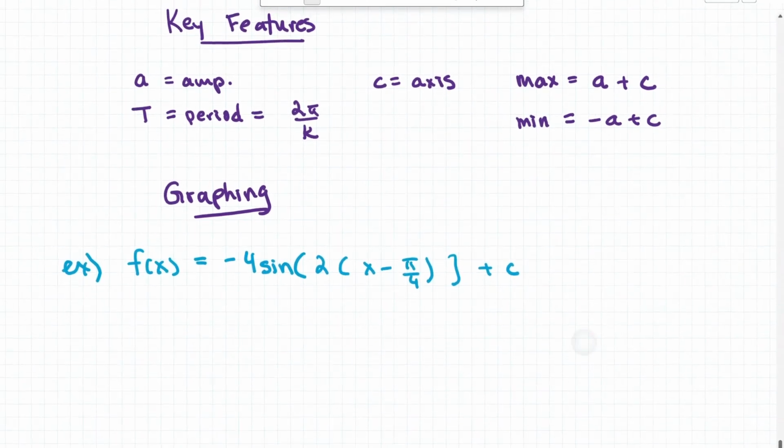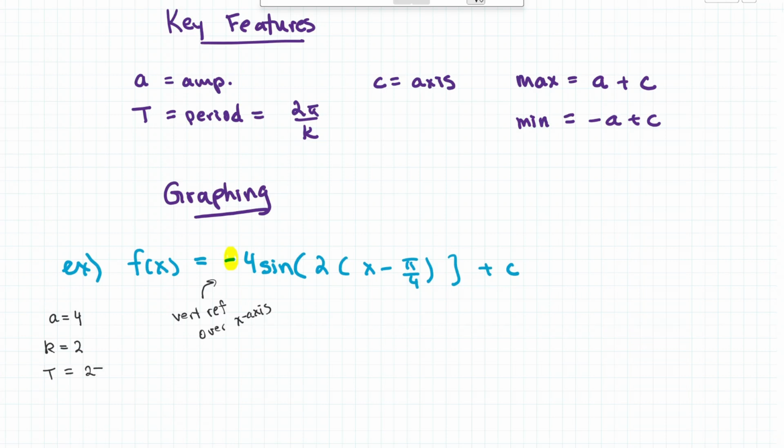Okay, so now let's go ahead and work on all our key features. What do we have here? Well, the first thing I want to notice is that we've got this negative sign here. This means that we're having a reflection over the x-axis. So this is our vertical reflection over the x-axis. It's just good to make note of that. Now let's go through the rest of our features. We see that our A value equals 4, and our k value equals 2. If k is 2, that means T, our period, is 2 pi over 2, which equals 2 pi.